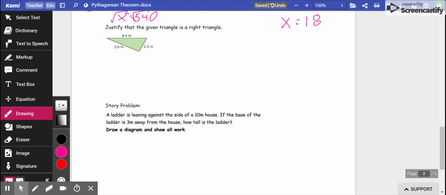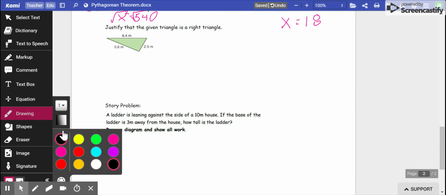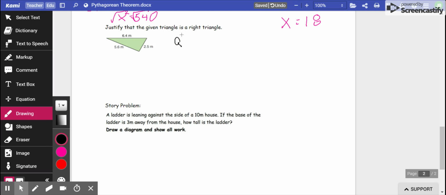Now you can try to see whether a triangle is a right triangle by using the Pythagorean theorem: a squared plus b squared equals c squared. I don't know if this has a right angle. The key thing is that you have to be able to identify which one is the hypotenuse. The hypotenuse is always the longest side, so that's key. Just make sure you take note of that.